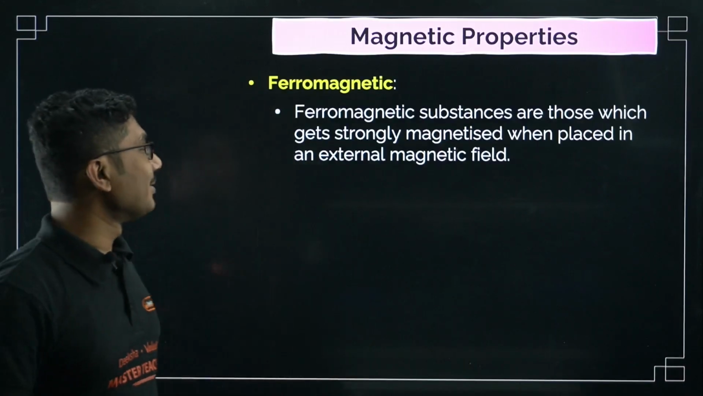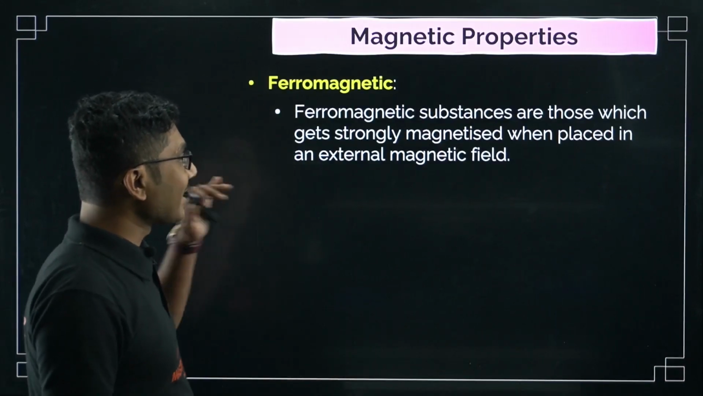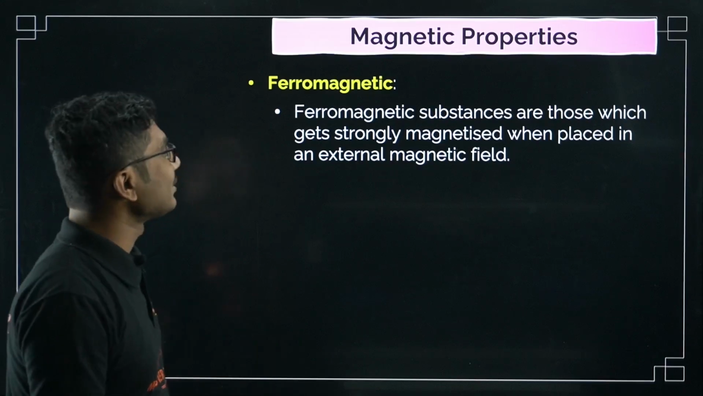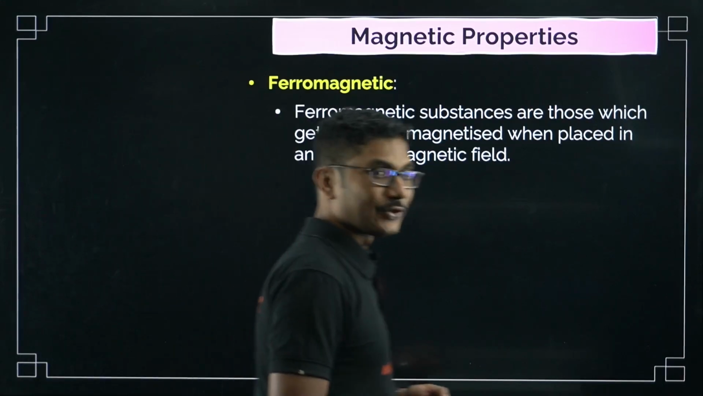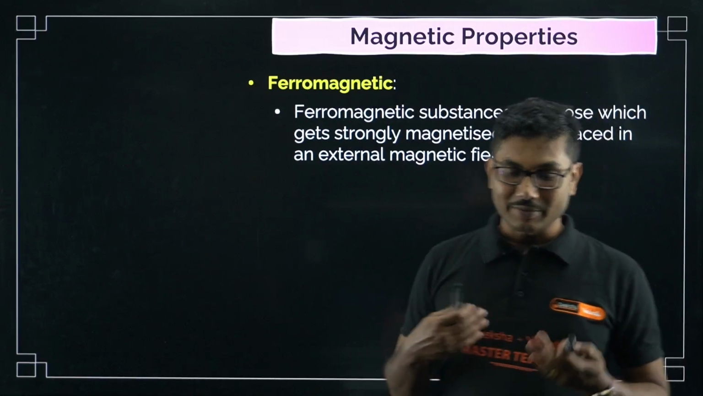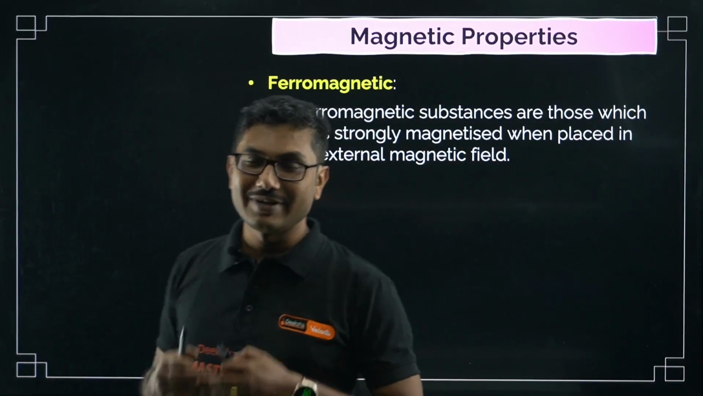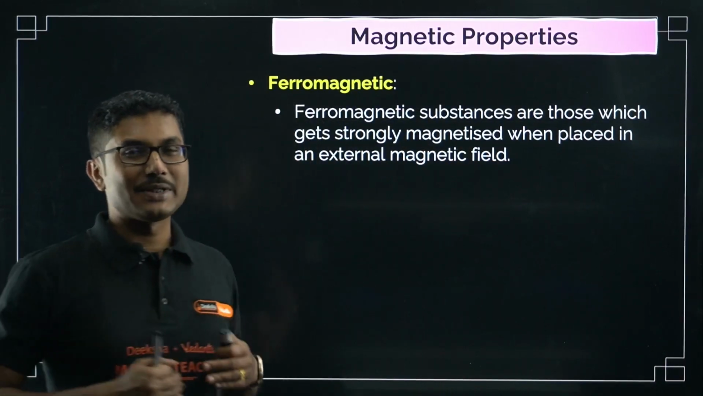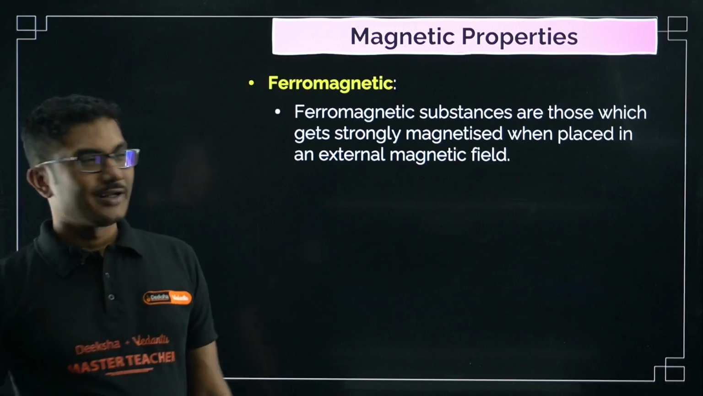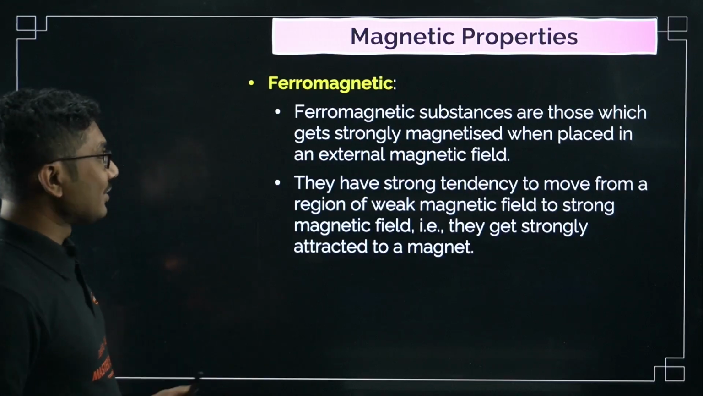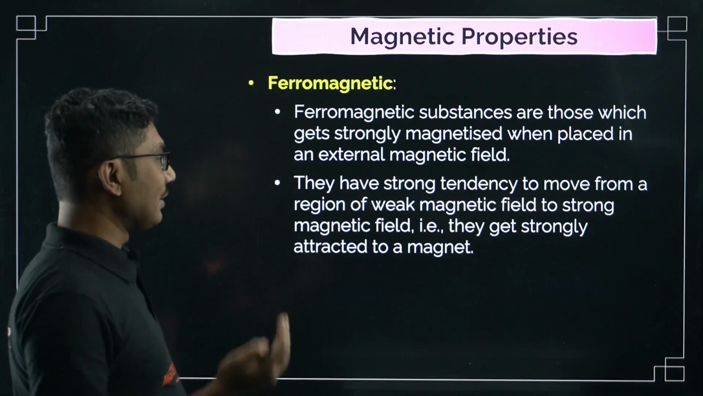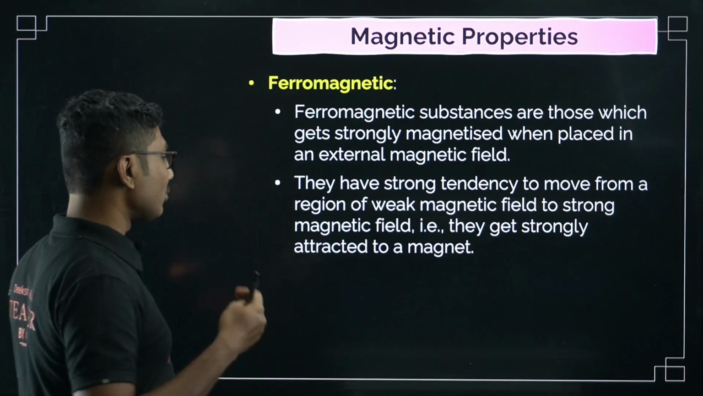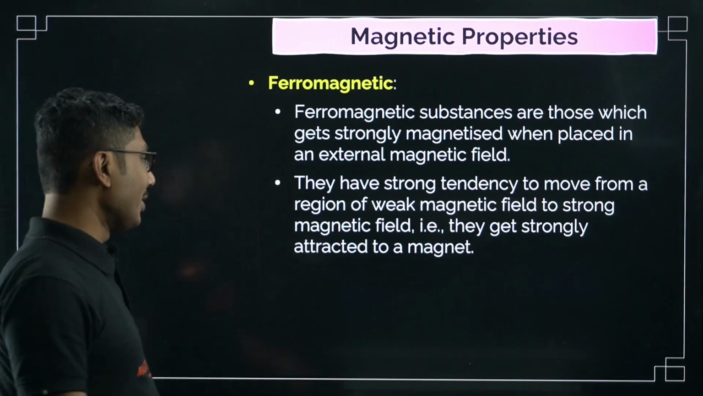What are ferromagnetic materials? Ferromagnetic substances are those which get strongly magnetized when placed in an external magnetic field. So whenever I am teaching something, trying to explain the concepts, and you are understanding everything in detail, in depth, then basically you are a ferromagnet. They have a strong tendency to move from a weaker region of the magnetic field to a stronger magnetic field. That is, they get strongly attracted to a magnet.